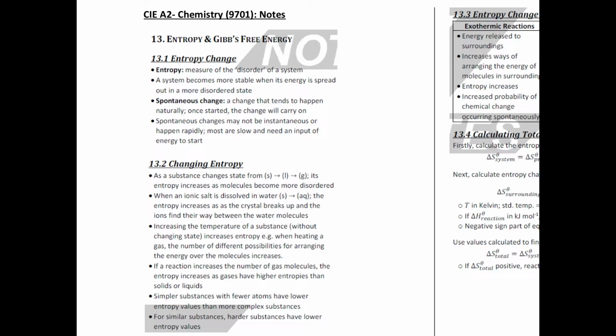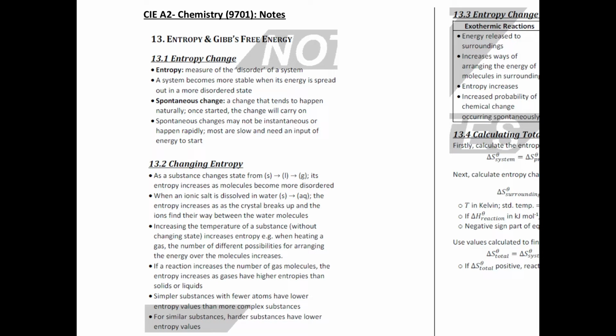So now the first point, entropy change. We know enthalpy change, where you have endothermic and exothermic. Endothermic is absorbing the heat energy from the surrounding. Exothermic is releasing the heat energy to the surrounding, and that is enthalpy change. So over here, what is entropy? It is the measure of the disorder of a system.